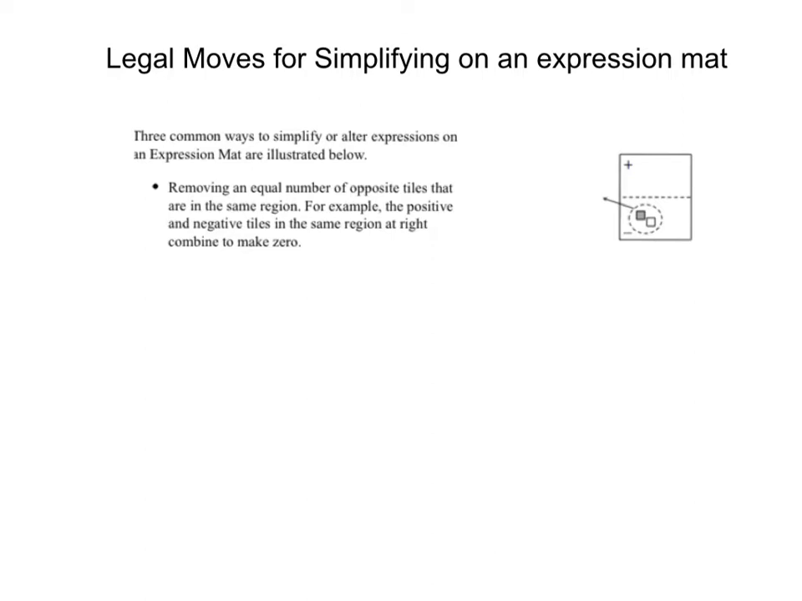And over here, for example, we have a -1 and a +1 tile in the same region. They're both in the negative side of the expression mat. But it doesn't matter which region they're in. If they're opposite signs and they're equal tiles, you can remove them because together they make 0.